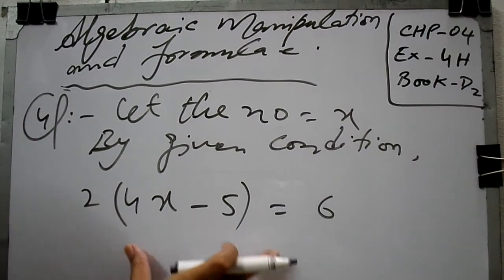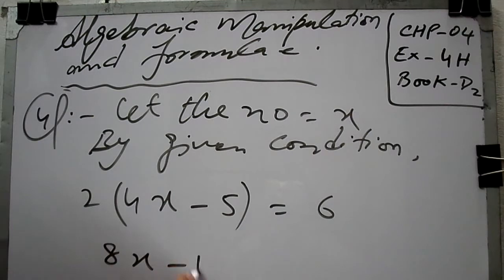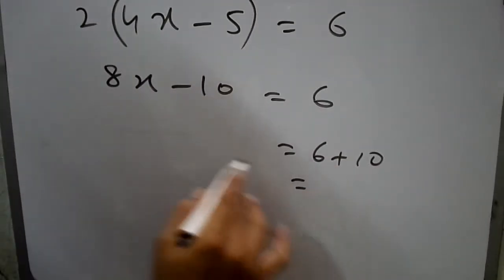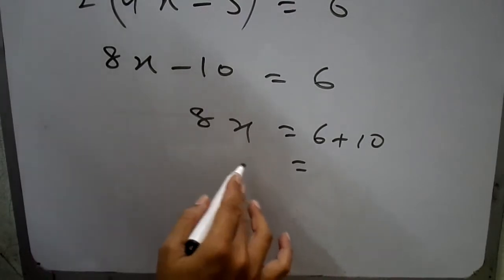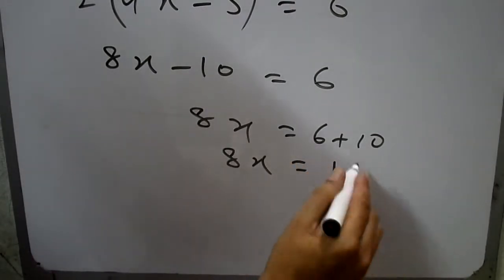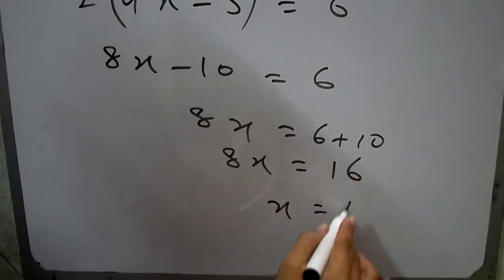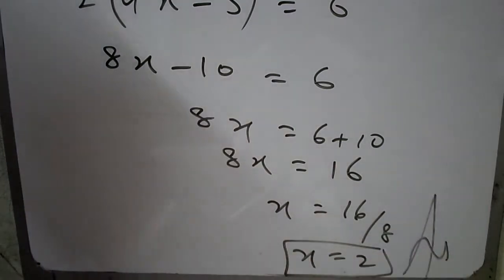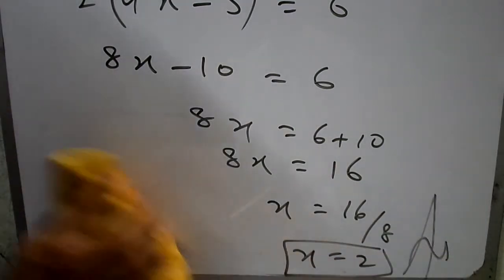Okay, simplify this condition. 4 twos are 8x, minus 10 is equal to 6, so 6 plus 10, you will get the result, that is 16. So the value of x is 16 by 8, and 8 twos are 16, so 2 is your result. Now coming to question number 5.